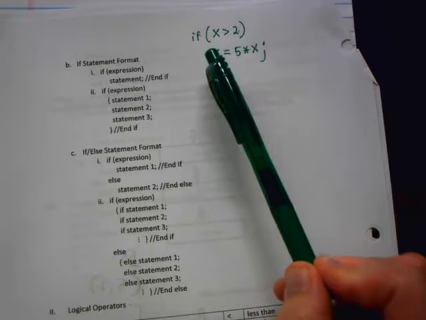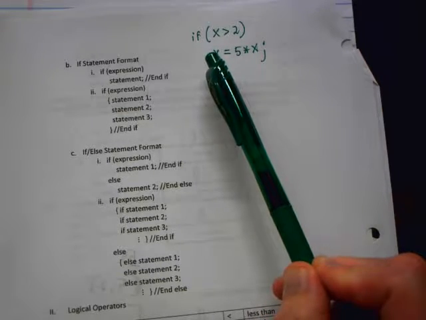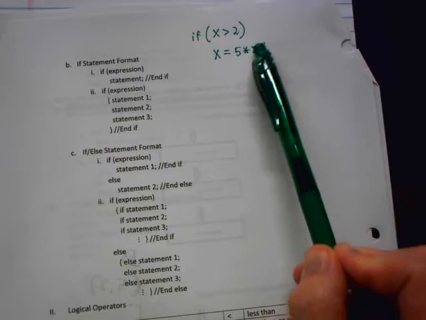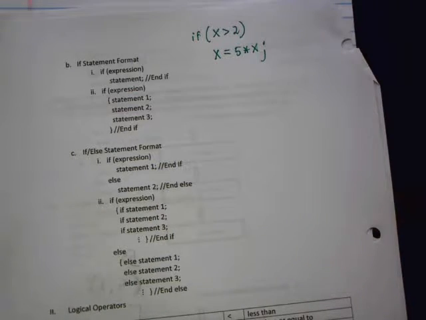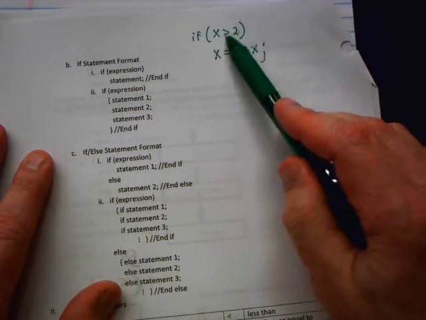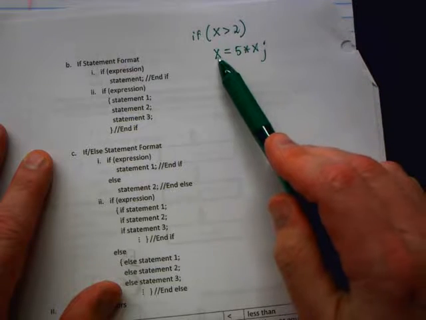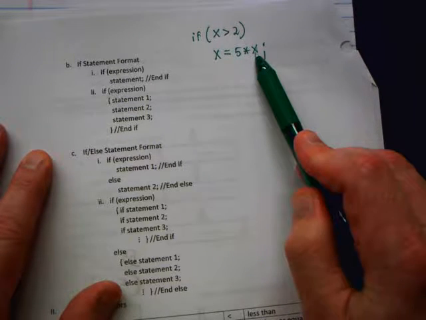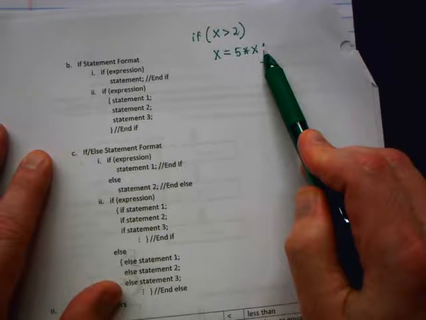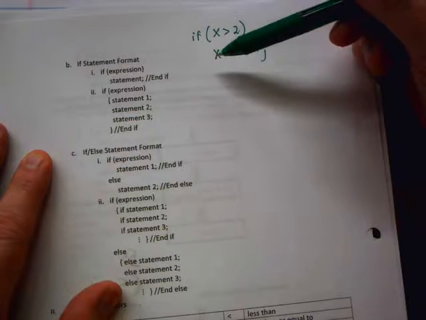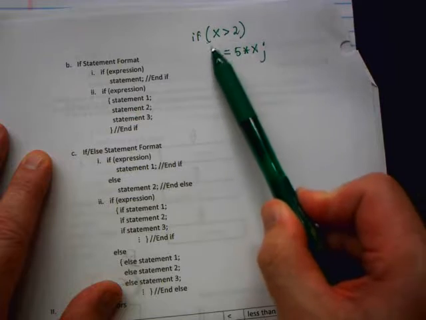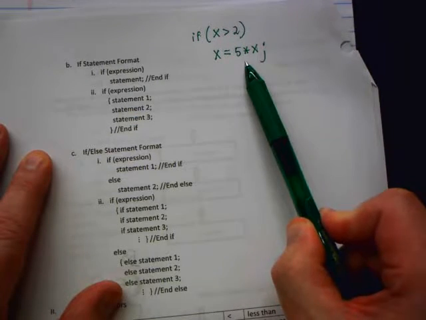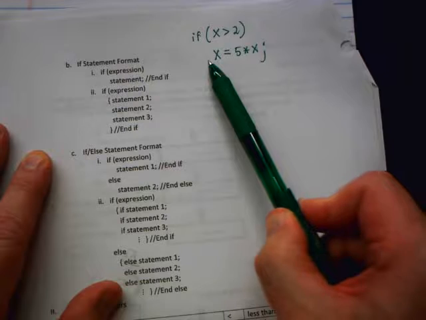And then what's it going to do with it? No, it's only going to do it once, because this command is only there once. So let's say x is the number 7. If x is the number 7, is x bigger than 2? Yes. So what's this line going to do? x equals 5 times x. It's going to take 5 times 7, which is 35, and then store it as x. So if x is originally the number 7, after this line runs, x is now the number 35. So it does the calculation, and then it stores it back in the variable.